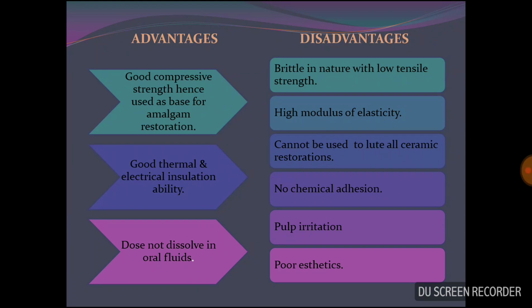It is brittle in nature with low tensile strength. It has a high modulus of elasticity. Due to the above two limitations, it cannot be used to lute all ceramic restorations, since it lacks flexibility, it lacks chemical adhesion, and retention is only by mechanical means. It is a pulpal irritant due to low initial pH. The low pH causes gross decalcifications, which are observed after removal of orthodontic bands luted with zinc phosphate, and it has poor aesthetics.